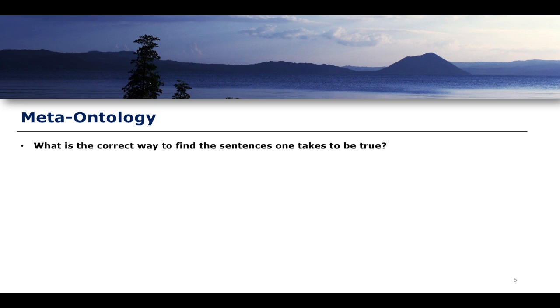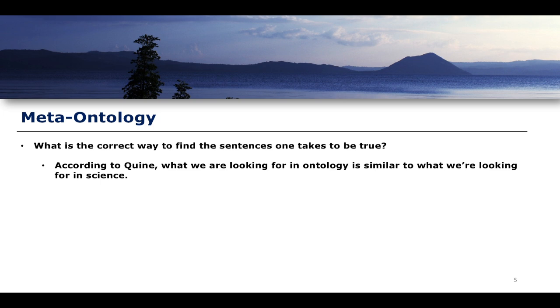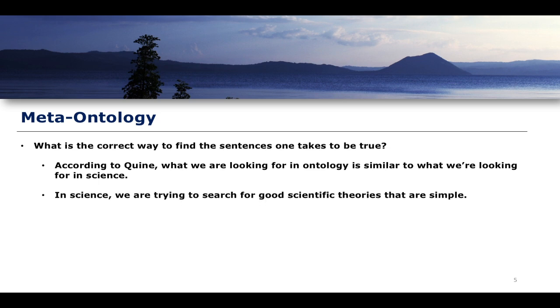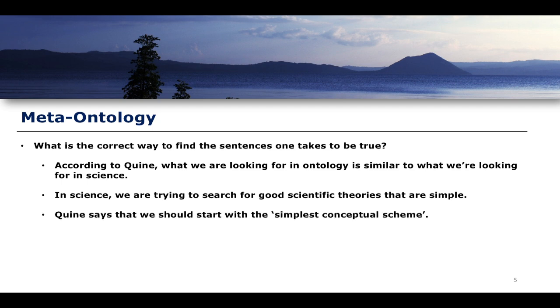What do we mean by this? Well, according to Quine, what we are looking for in ontology is similar to what we are looking for in science. In science, what we are trying to do is search for good scientific theories, and one of the things that is useful is to make sure that these good scientific theories are simple. So, what do we mean when we talk about simplicity in terms of good scientific theories?